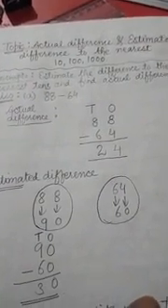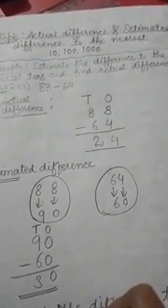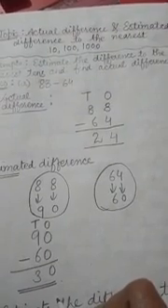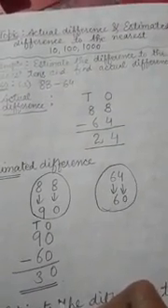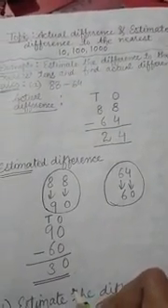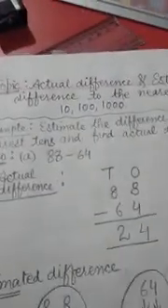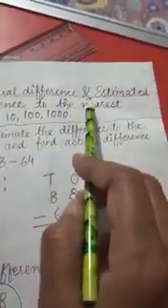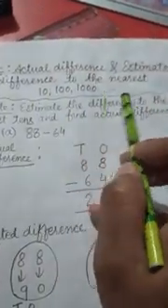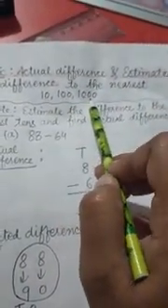Today I will teach you the maths topic actual difference and estimated difference to the nearest 10, 100 and 1000. So students, be ready to study with me. Take your notebooks and pencils with you, and here we start. Today's topic is actual difference and estimated difference to the nearest tens, hundreds and thousands.